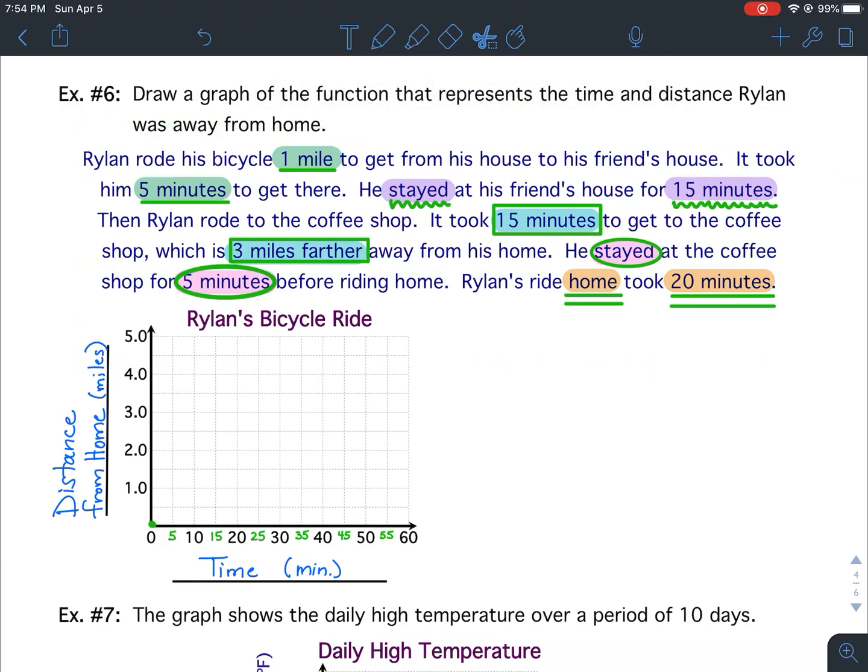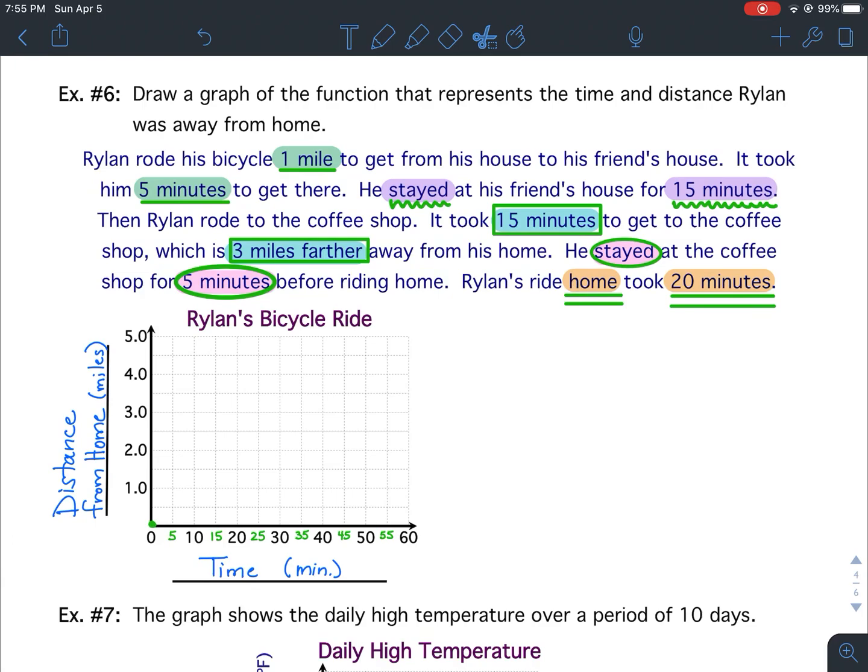Okay, so under the 1 mile and the 5 minutes that I have highlighted in green, put 1 line. Under the stayed and 15 that I have highlighted in purple, put a squiggly line. For the 15 minutes and the 3 miles farther, put a box around it. For the stayed and the 5 minutes, put an oval around it. And then the home and the 20 that's highlighted in orange, put 2 lines under it.